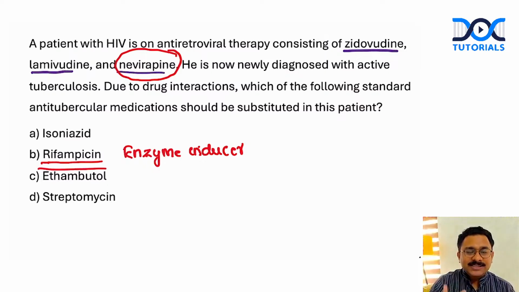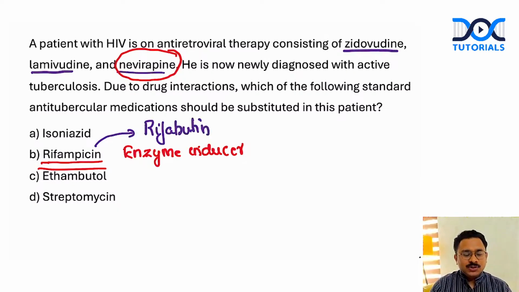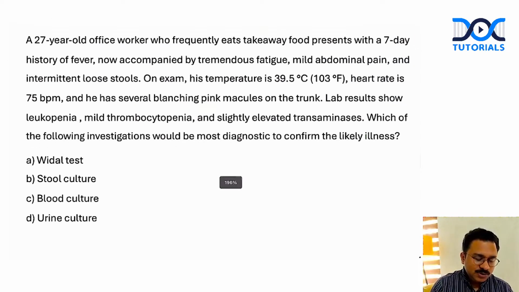So this will result in an antiretroviral therapy failure. So you will have to replace rifampicin with rifabutin. So the answer for this question is going to be option B because of the potential drug interaction, right? Okay. Let us go to the next question.